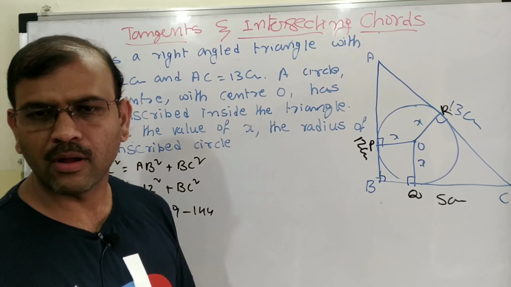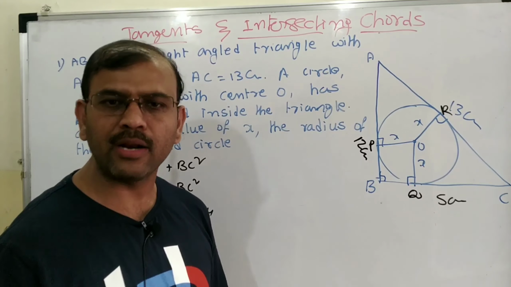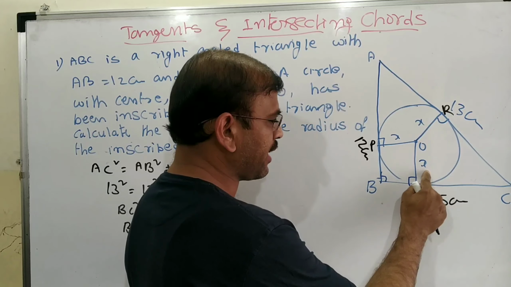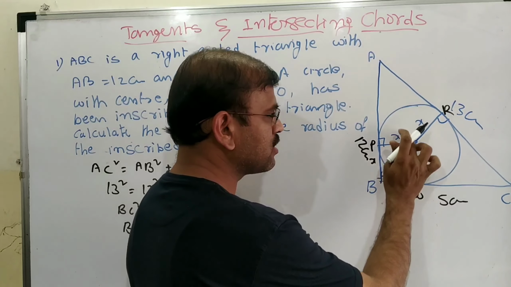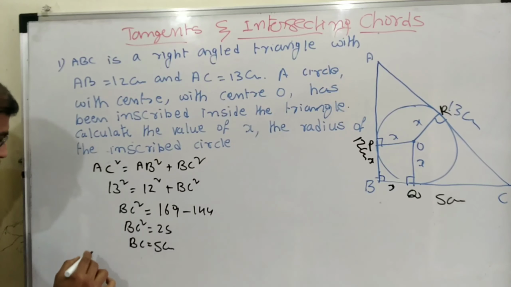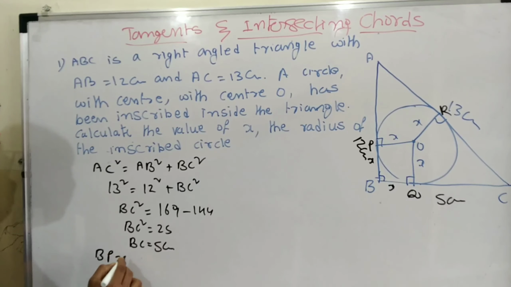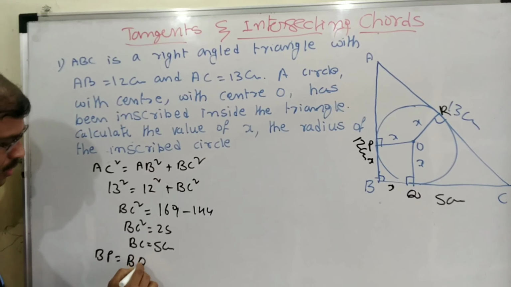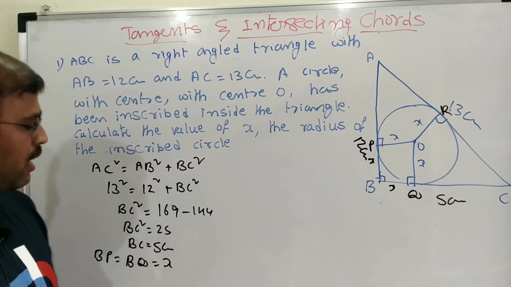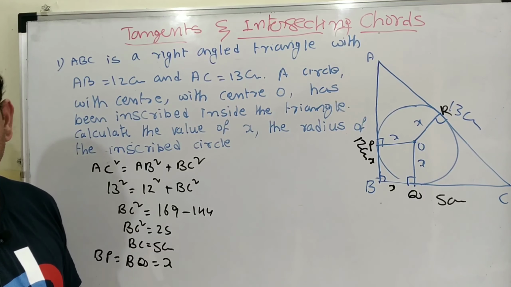POQB is a square. We know that in a square all the sides are equal. So here this value is x, this also will be x, this is x, and this also will be x. Now I am going to write the step. So BP equal to BQ equal to x.